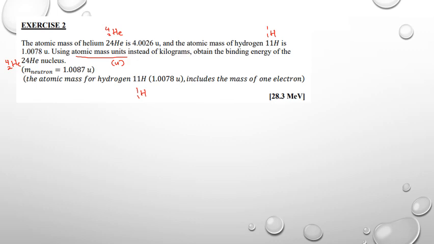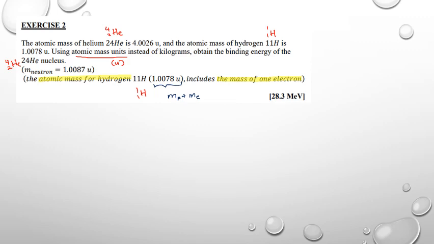Now what you have to take note of is that the value given right here is the atomic mass for hydrogen, which is the mass that includes the mass of an electron. What does it mean? We know hydrogen comes with one proton, and the value given right here includes the mass of one electron. So this value is actually 1 M_P plus 1 M_E. Then let us go back to the question.